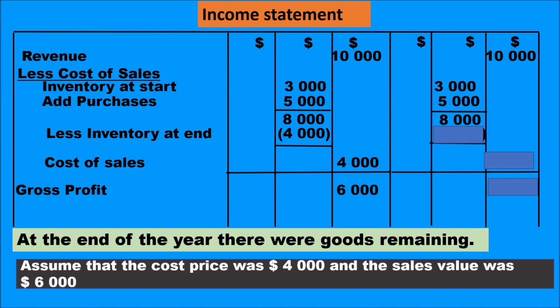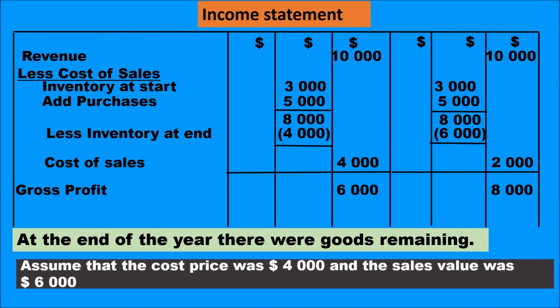of $6,000. Let us see the effect now if the closing inventory is valued at the selling price. So, selling price being $6,000, cost of sales becomes $2,000, which we deduct from revenue, giving a gross profit of $8,000.